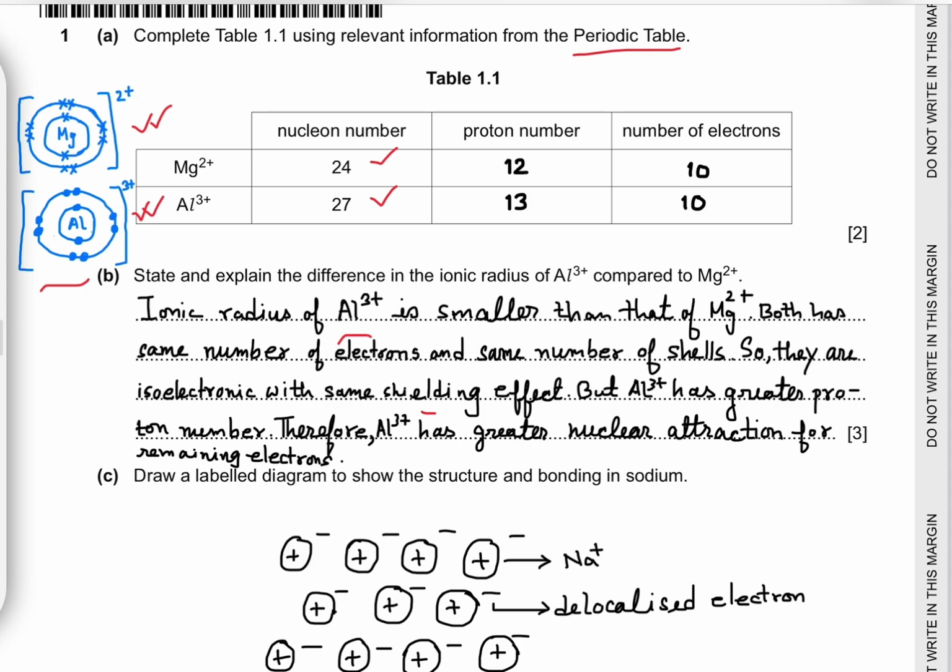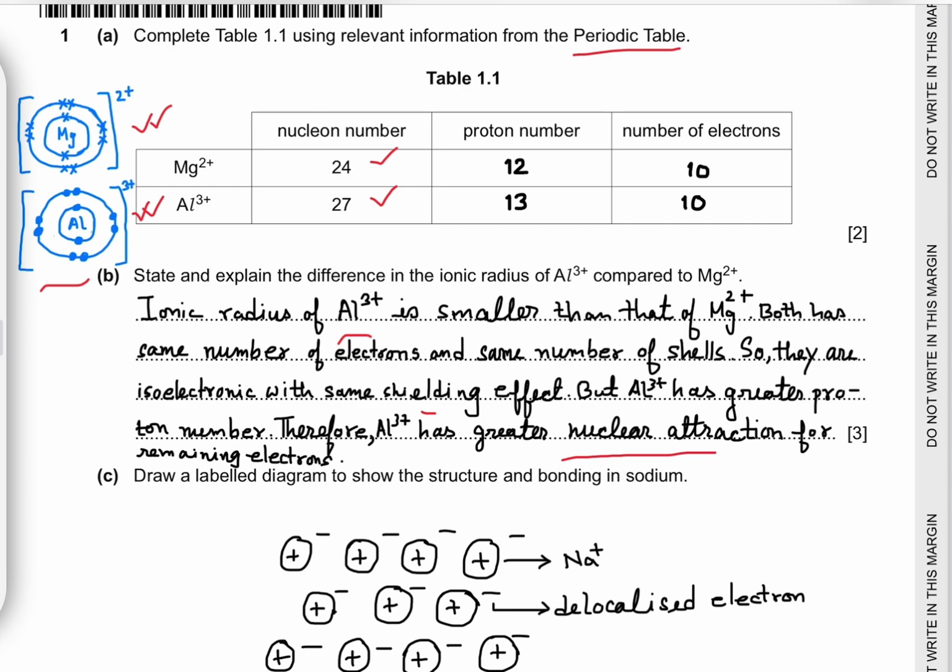But the only difference is in the proton number. Aluminium has a higher proton number. Therefore, it will have greater nuclear attraction than magnesium. So aluminium has greater nuclear attraction for the remaining electrons and the ionic radius will be smaller for aluminium. C. Draw a labelled diagram to show the structure and bonding in sodium.